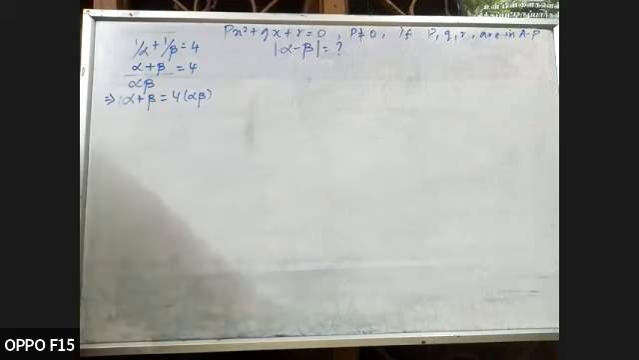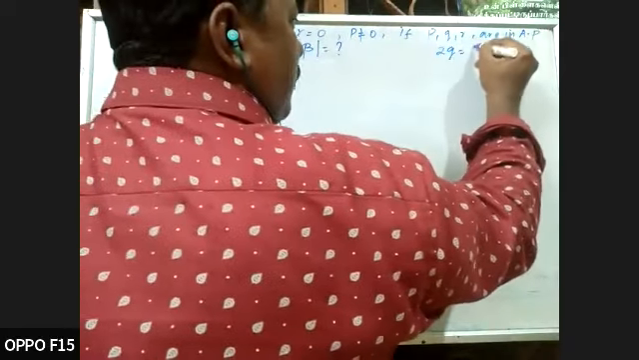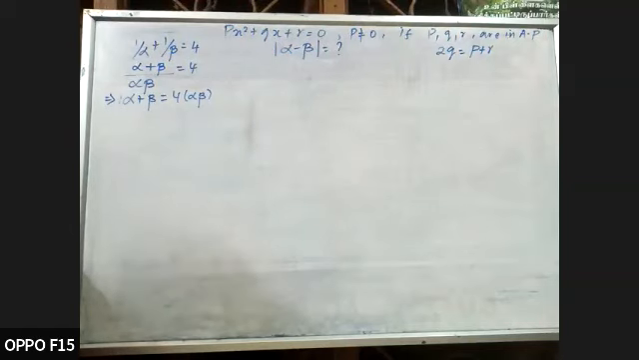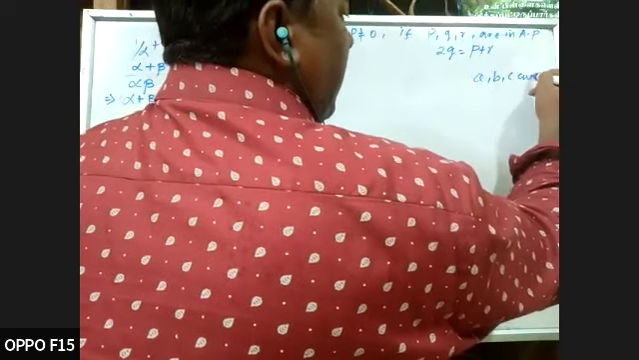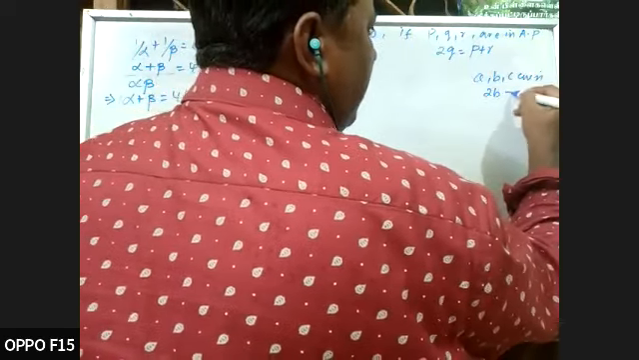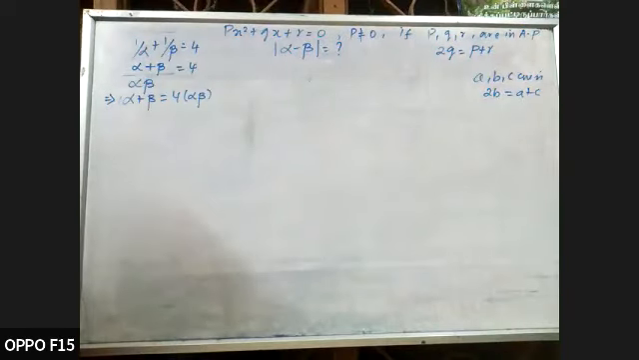Since p, q, r are in AP, I can write this as 2q is equal to p plus r. எப்படி இது சொன்ன புரியுதுங்களா? Any 3 numbers a, b, c are in AP, then we can say 2b equal to a plus c. அதை தான் இங்க போட்டுருங்க. 2q is equal to p plus r.